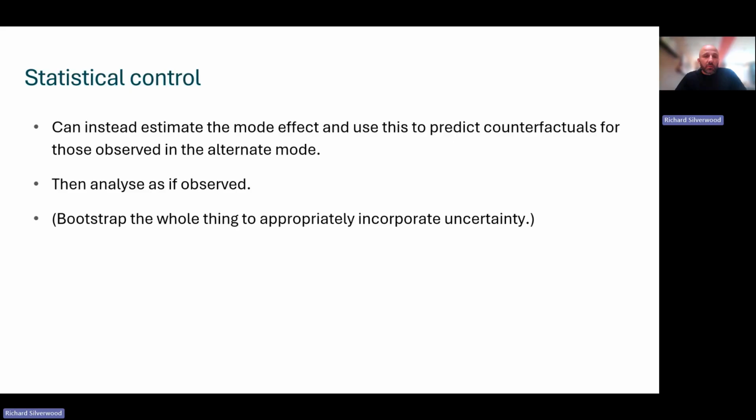We suspect that respondents under web will be giving us more truthful answers because it's an anonymous mode of data collection, whereas those responding by telephone, where there's an interviewer present, so non-anonymous, may not be so truthful. So we suspect there may be mode effects. If we can estimate that mode effect, then we can use that to correct the observed data that we have for those, in this example, in the telephone mode, and then analyze that corrected data set as if it had been observed, potentially bootstrapping the whole thing to appropriately incorporate uncertainty.